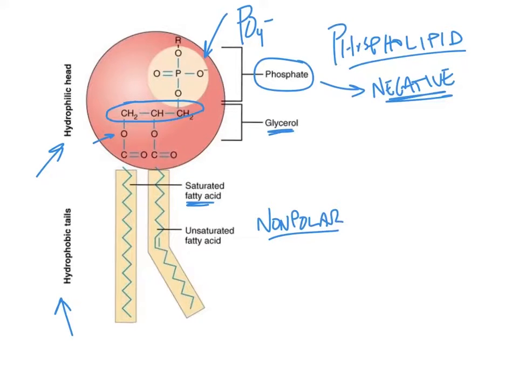So phospholipids are the main component in the cell membrane. Because it's got a hydrophilic, a water-loving side, and a hydrophobic, a water-hating side, this is called amphiphilic. A-M-P-H-I, philic.